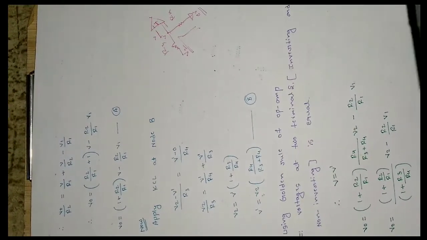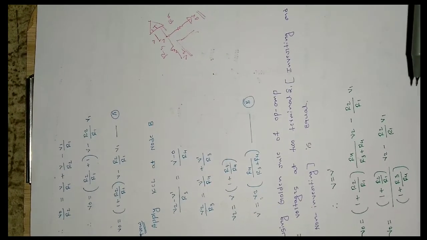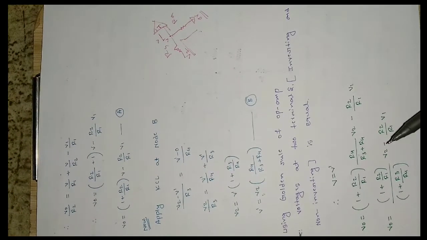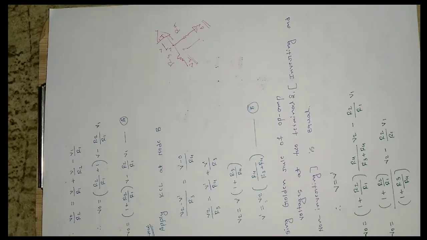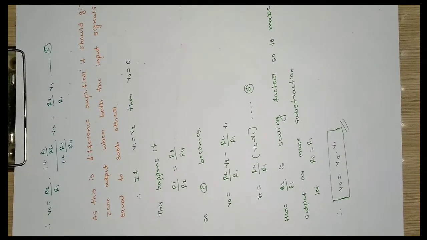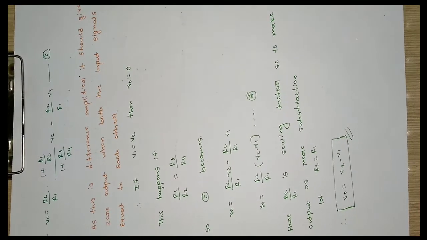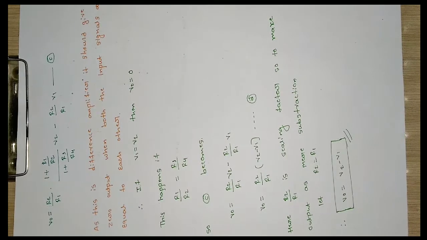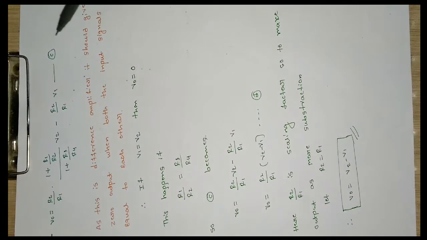R4 by R3 plus R4 into V2 minus R2 by R1 into V1. Then V naught will be equal to 1 plus R2 by R1 divided by 1 plus R3 by R4 into V2 minus R2 by R1 into V1. Okay, now finally the output voltage is V naught equal to R2 by R1 into 1 plus R1 by R2 divided by 1 plus R3 by R4 into V2 minus R2 by R1 into V1. So this is the equation we will be getting finally.